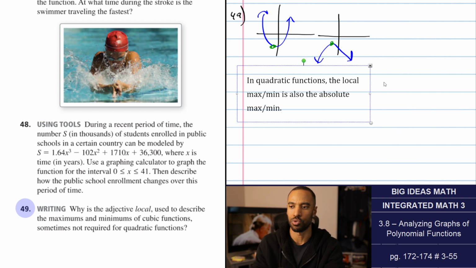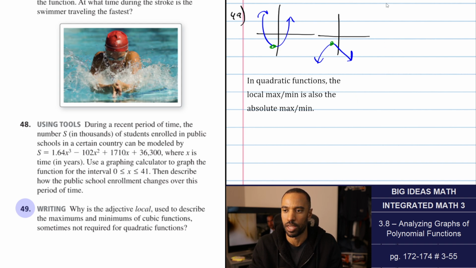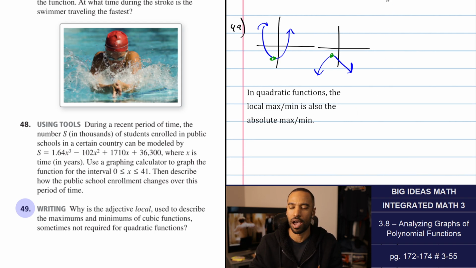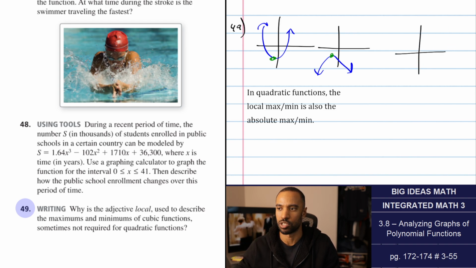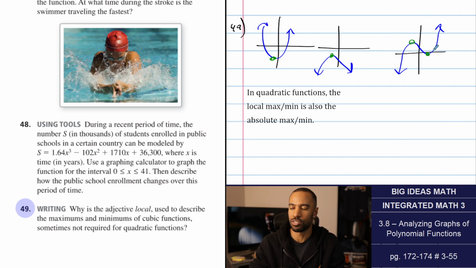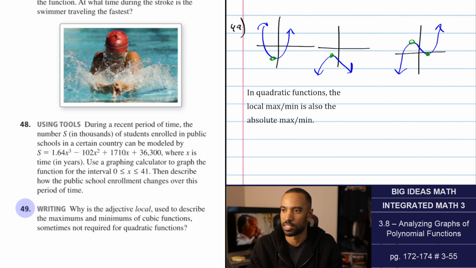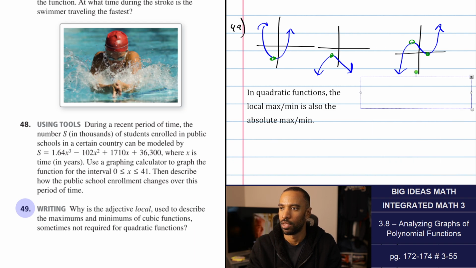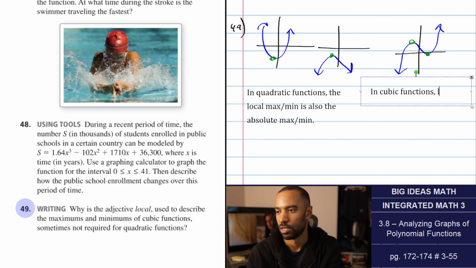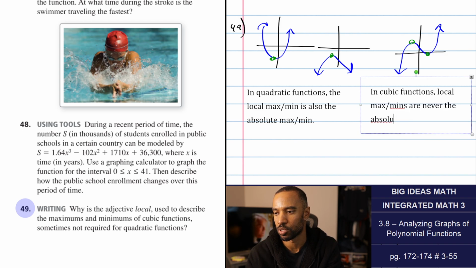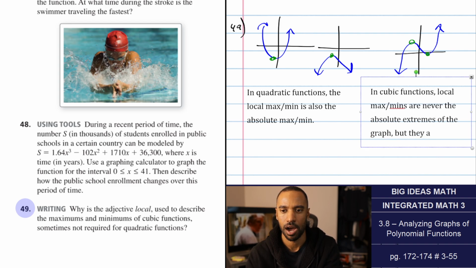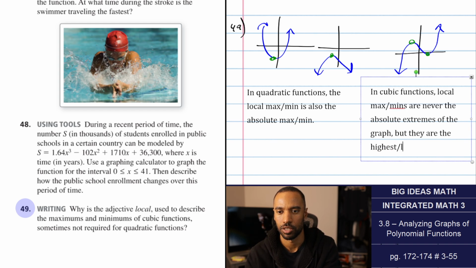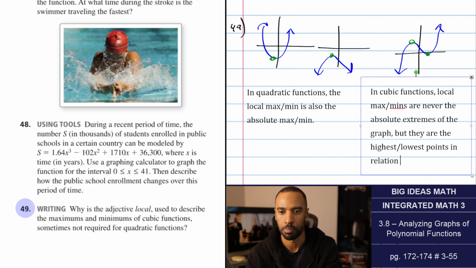I know it's not necessarily a phrase that you know yet. We talk about local and relative, things like that. I don't know if you heard that. But in cubic functions, when you have local maxes and mins, they are never the absolute maxes and mins. So you need to account for what they actually are. So in cubic functions, local maxes and mins are never absolutes, the absolute extremes of the graph, but they are the highest, lowest points in relation to the points around them.